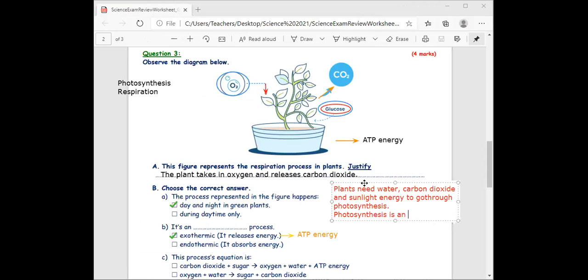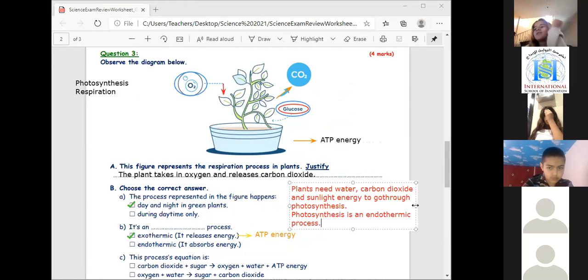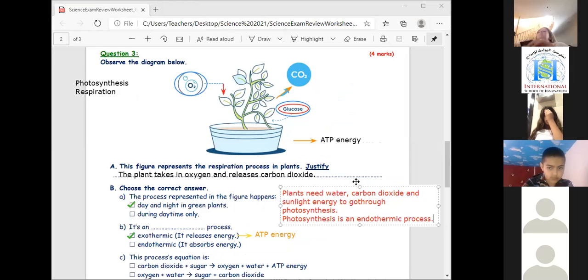Which energy do we need to go through photosynthesis? Sunlight energy. So endothermic, guys. To go through photosynthesis, plants use sunlight energy. So this is a process that absorbs energy. It's endothermic. Respiration is exothermic. Photosynthesis takes sunlight energy, while respiration is exothermic, it gives ATP energy.